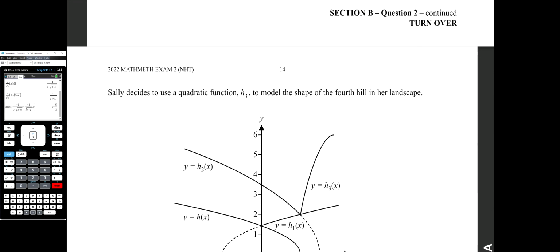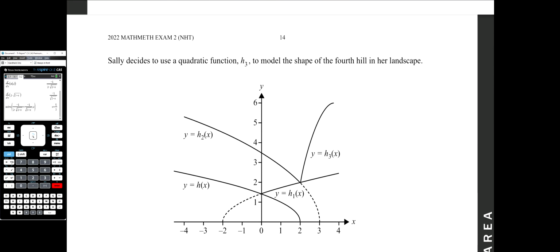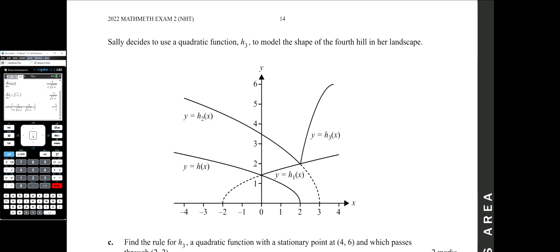Perfect. Now let's go to the next part. Sally decides to use a quadratic function h3 to model the shape of the fourth hill in her landscape. So h3 is this function right here. It's basically that quadratic.